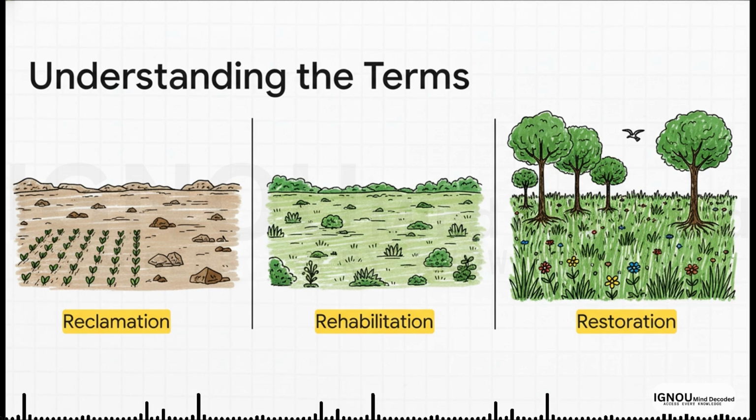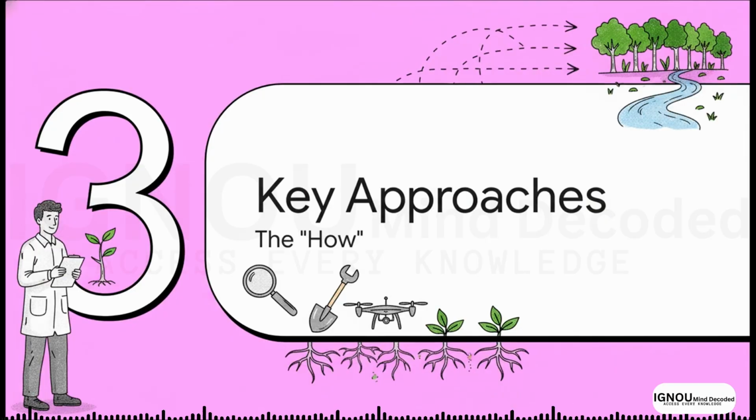But the top of the ladder, the ultimate goal, is restoration. This is the whole shebang. We want to bring that ecosystem all the way back to its original, healthy state, both in how it works and how it looks. All right, so we've covered the what and the why.